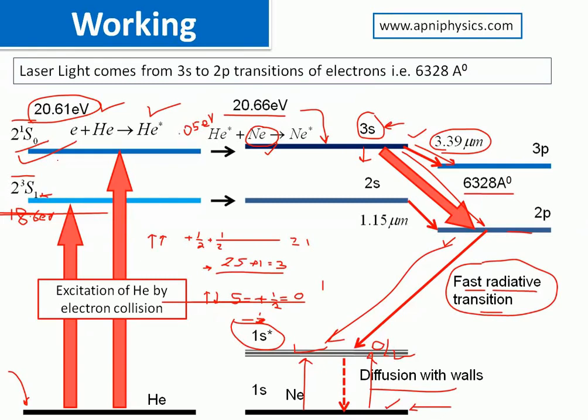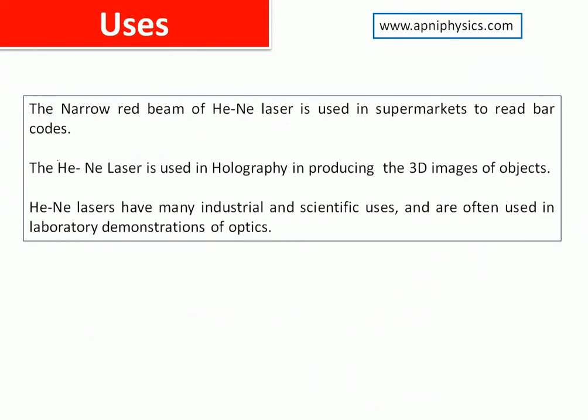So the usages of the helium neon gas laser are: number 1, the narrow red beam of the helium neon laser is used in supermarkets to read barcodes. Number 2, the helium neon laser is used in holography in producing the 3D image of objects. Number 3, the helium neon gas laser has many industrial and scientific uses and is often used in laboratory demonstration of optics.